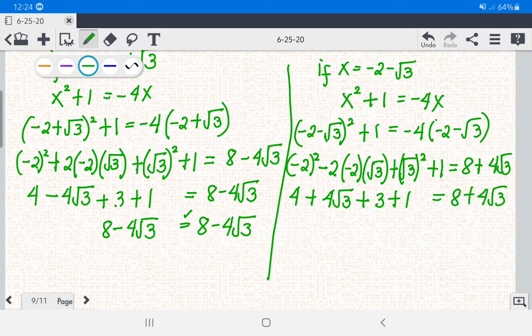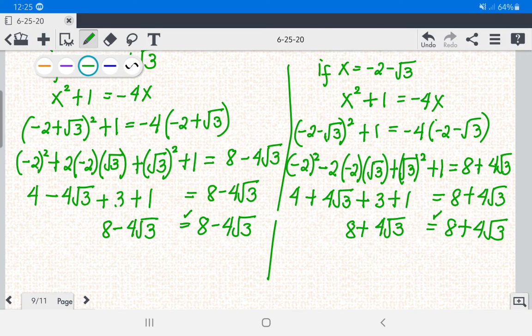So let's see. Let us combine similar terms. We have 4, 3, and 1. So 4 plus 3, we have 7. Plus 1, we have 8. Then plus, you just copy 4 square root of 3. So plus 4 square root of 3 equals 8 plus 4 square root of 3. Check.